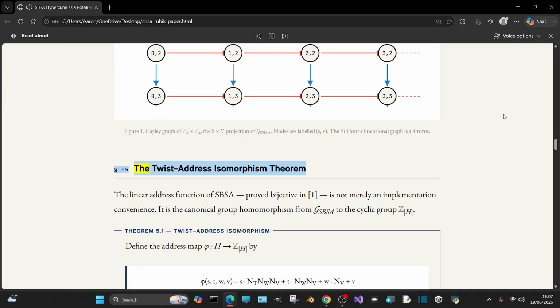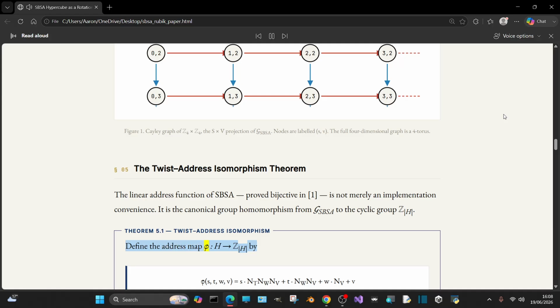Section 05: The twist address isomorphism theorem. The linear address function of SBSA, proved bijective in [1], is not merely an implementation convenience. It is the canonical group homomorphism from SBSA to the cyclic group H. Theorem 5.1, twist address isomorphism.